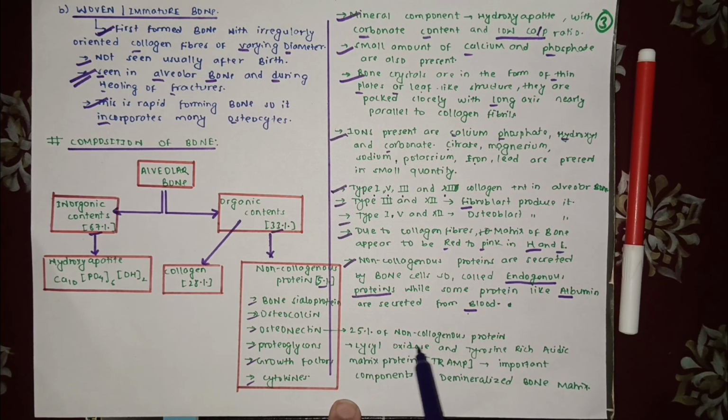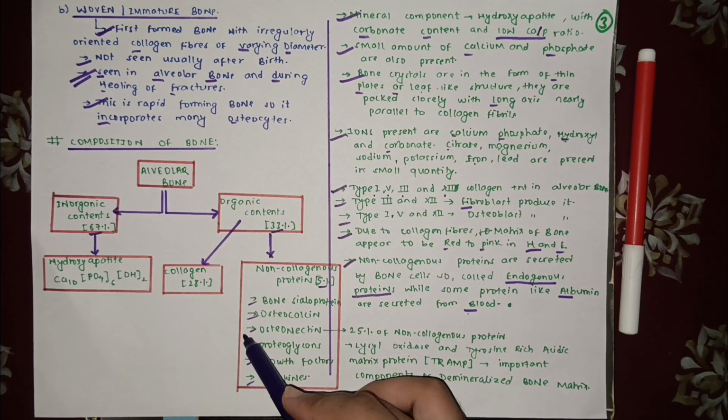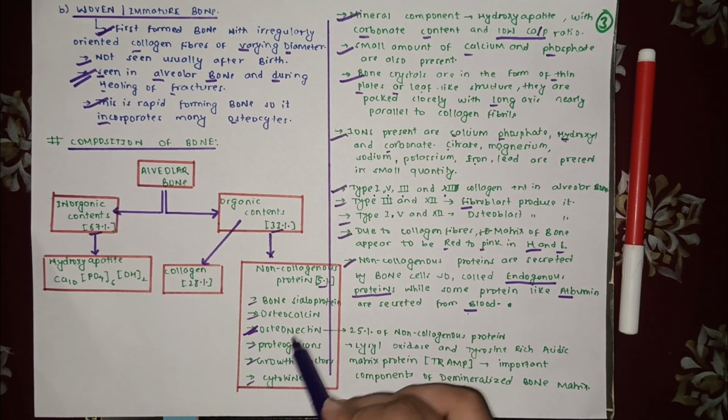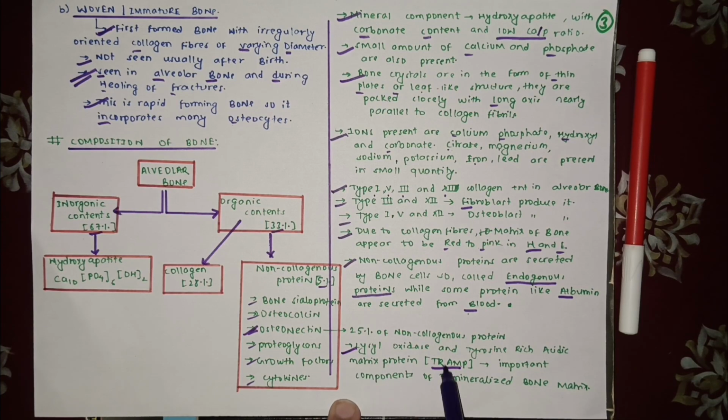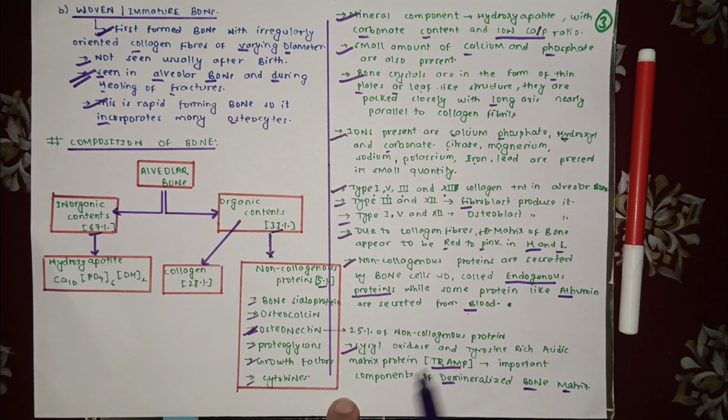After that, 25% of the non-collagenous protein is osteonectin. So this is an important non-collagenous protein. After that, lysyl oxidase and tyrosine rich acidic matrix protein, TRAMP. This can be asked in the MCQ exam, and it is an important component of the demineralized bone matrix.